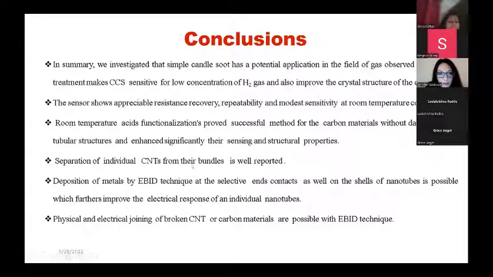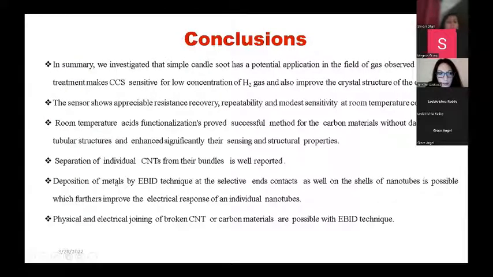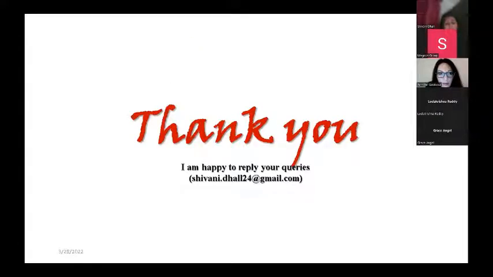That is not good for the sensing of H2 gas. Also, we have shown how we separate the CNT from the bundles, and we have discussed how the EBID technique is helpful in the joining of nanomaterials at the nano level. So I hope this work is very interesting for you.